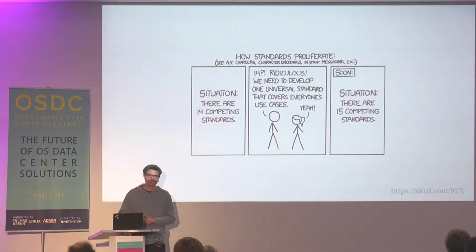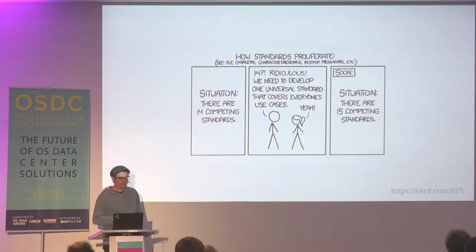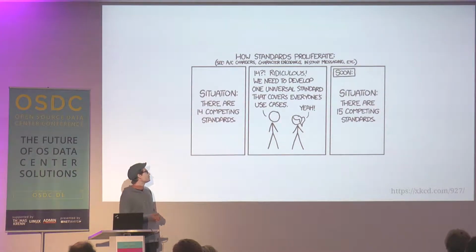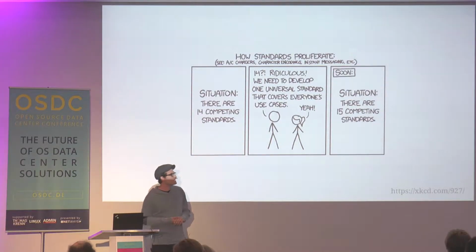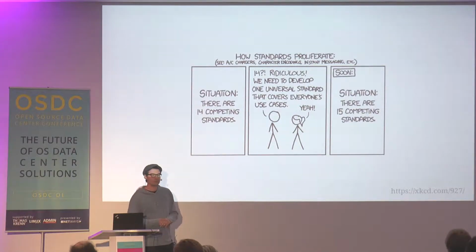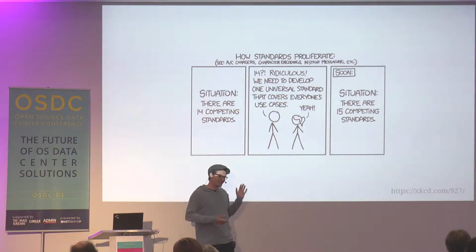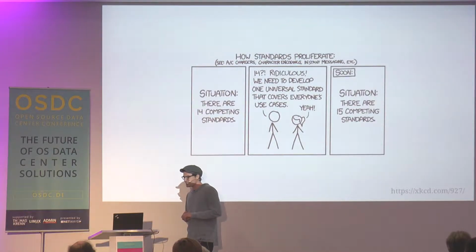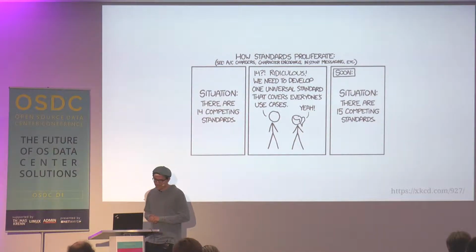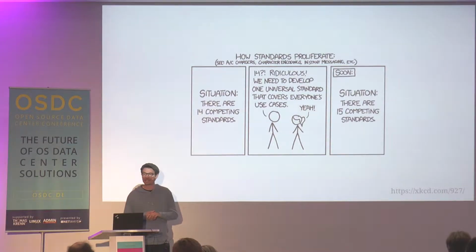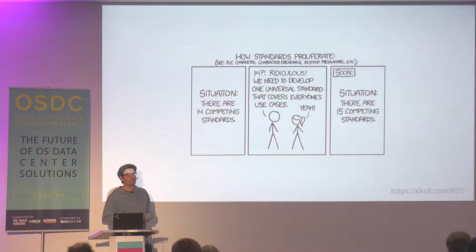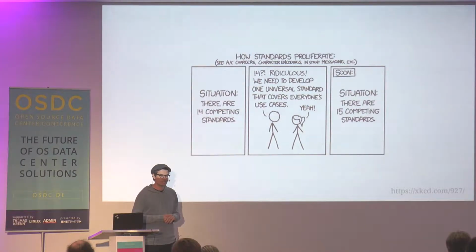And it says, situation, there are 14 competing standards. And then someone says, 14, ridiculous, we need to develop one universal standard that covers everyone's use case, and someone else agrees. And then in the end, you have: situation, there are 15 competing standards. Now, there's a very important lesson in this strip, and that is, if you were interested in doing such a migration yourself, or any kind of migration of this kind, you'd better not do it half-heartedly, because there's a real danger you end up in a situation that is even worse or more complex than the one you started out at.